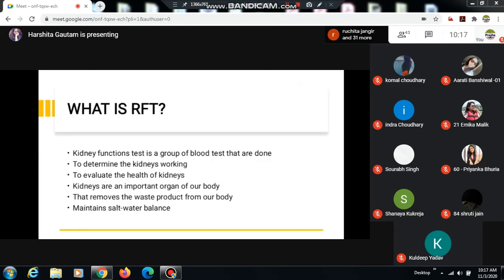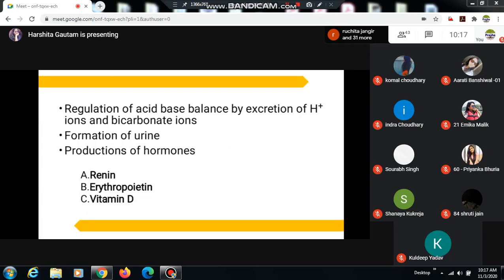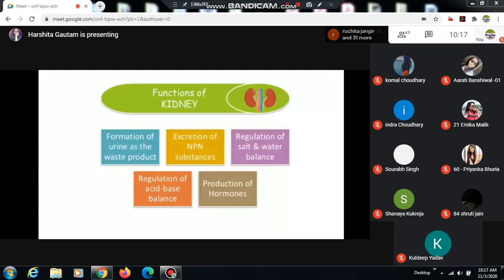Kidneys are an important organ of our body. Its functions are formation of urine as a waste product. It removes the waste product from our body. Excretion of NPN substances, meaning non-protein nitrogen substances, which are end products of nitrogen metabolism. Regulation of salt and water balance, so it maintains the salt-water balance in our body.